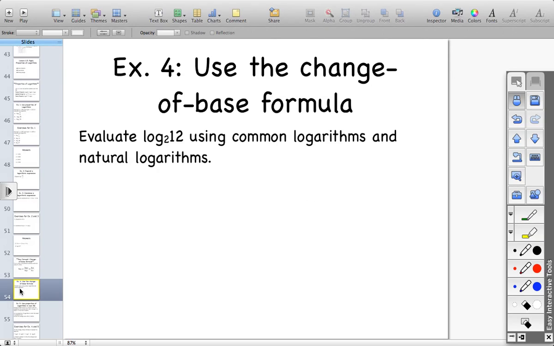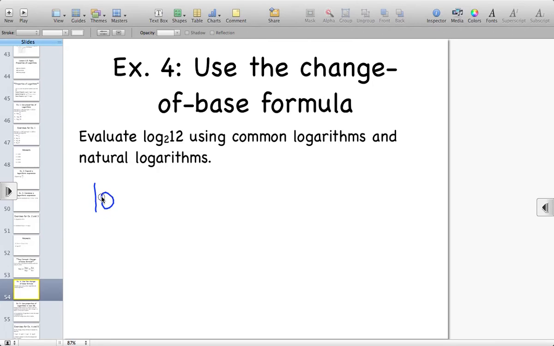All right, so example 4, we are talking about the change of base formula here. So, we want to evaluate log base 2 of 12 using common logarithms and natural logarithms. So let's set it up. We can say log of 12 divided by log of 2.